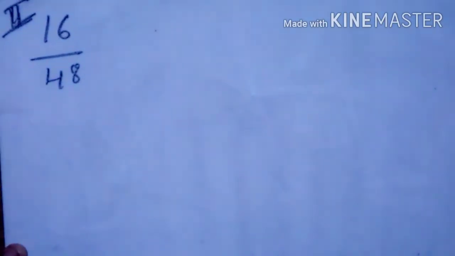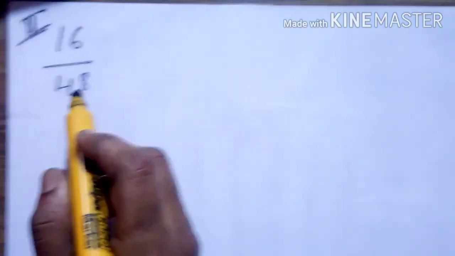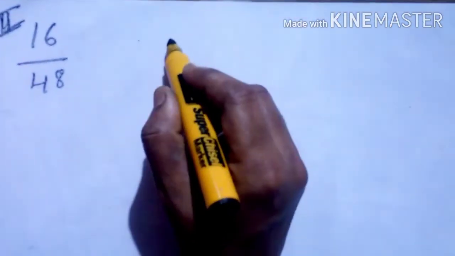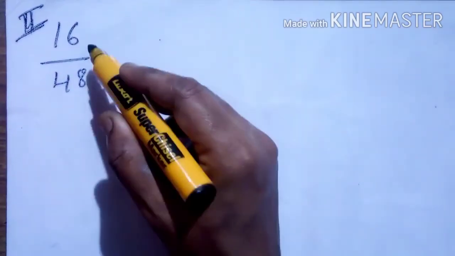Let us do the second method. In that method, divide the numerator and denominator by their highest common factor. So let us find out the highest common factor. So let us find the HCF of 16 and 48.